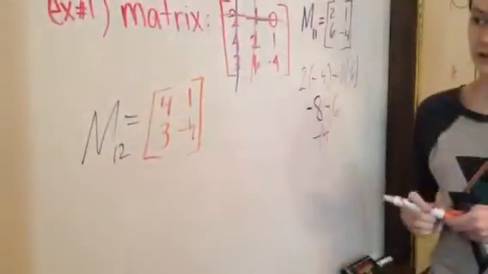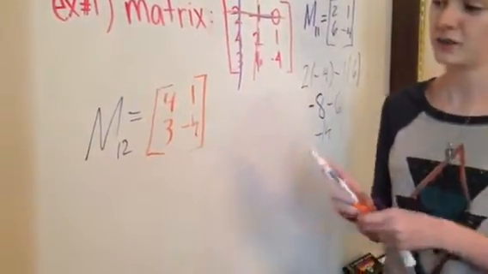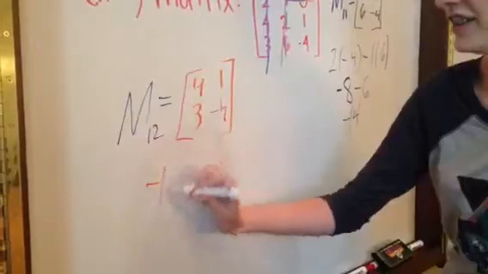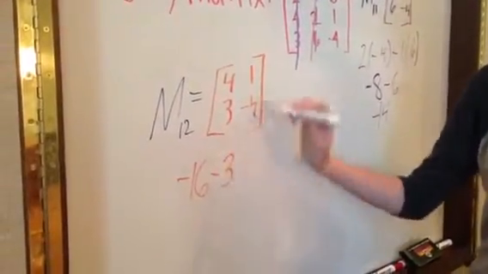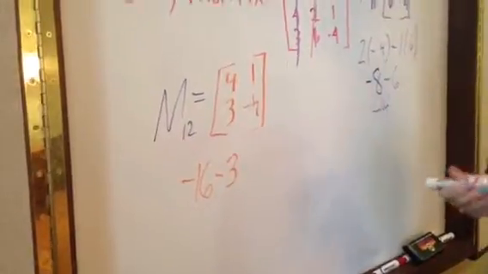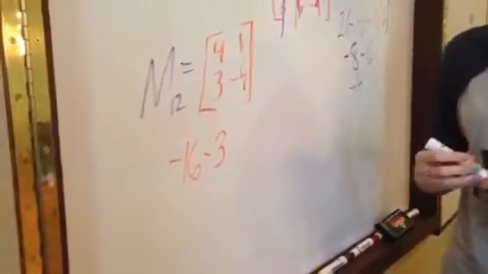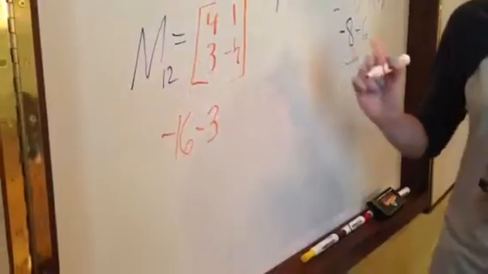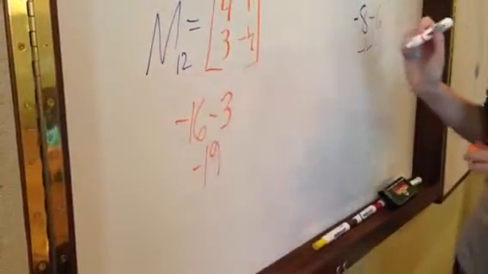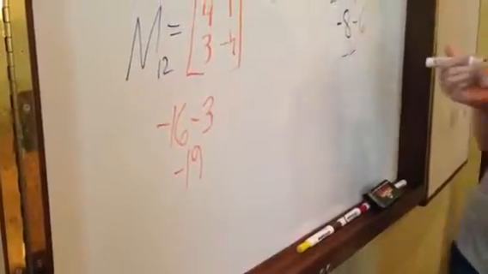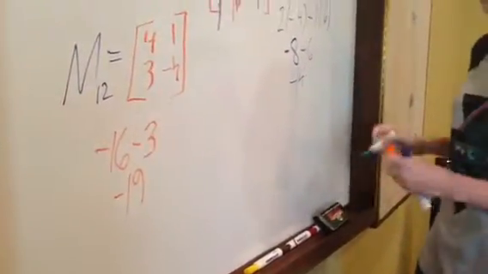Okay, you can do it again. So 4 times -4 equals -16 minus 3, because 3 times 1 equals 3. And then -16 minus 3 is -19. And there, now you have to find the other one in that row.